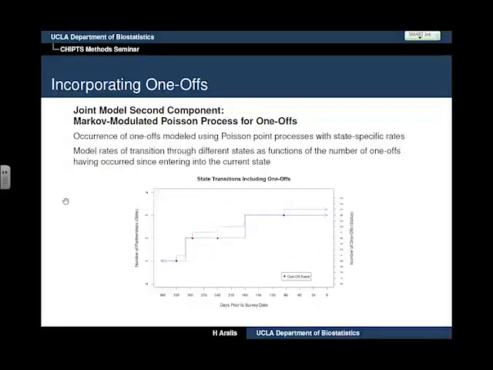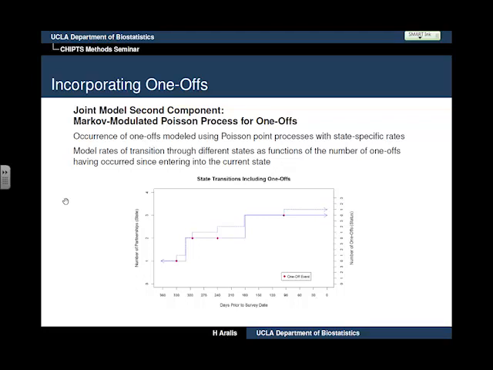So the second component, because that first component really does address our first modeling objective about the dependence, and it also would allow us to incorporate explanatory variables, but we really need something to add to the model in order to account for one-offs. So we choose to model the occurrence of one-offs using a Poisson point process with state-specific rates, and that's referred to as a Markov-modulated Poisson process, meaning that the rates of one-offs are dependent on what underlying state the process is in.